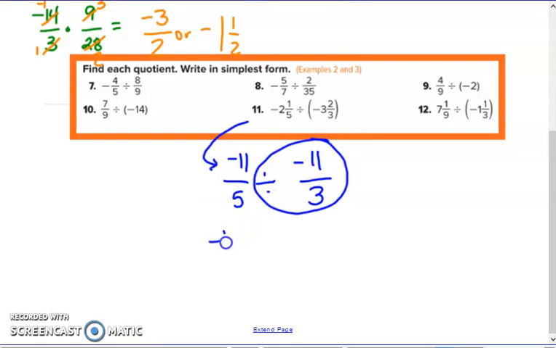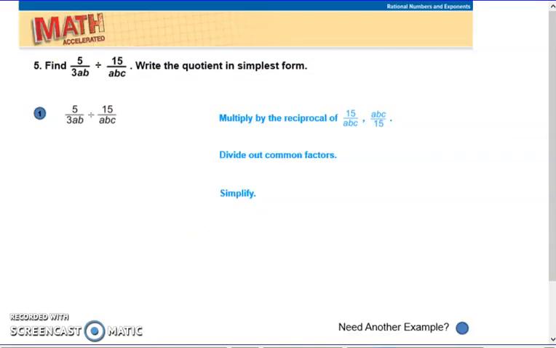So -11 over 5 times -3 over 11. And I know that when I multiply 2 negatives, I get a positive. You can always change 2 signs around in a thing like this when you're multiplying. So look at this: 11 and 11 cancel out, because 11 goes into 11 one time. So our answer here is just 3/5, and it is positive because 2 negatives make a positive.